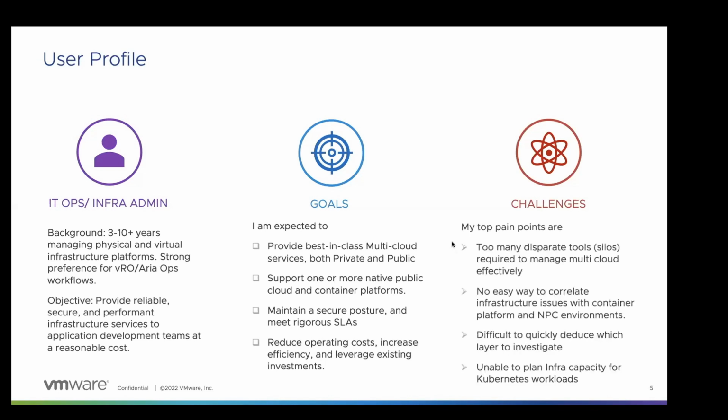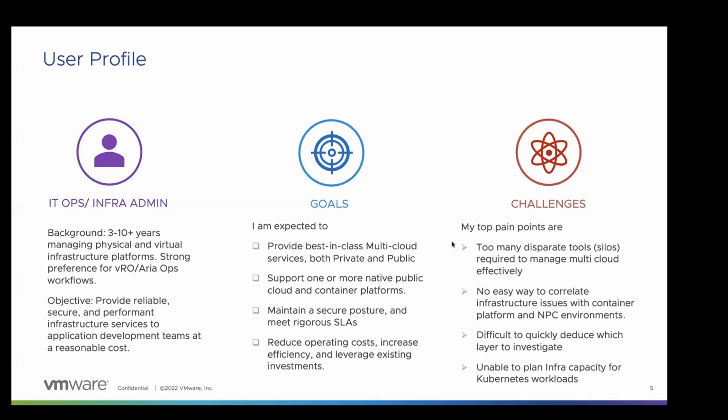But in doing all of this, they faced a lot of challenges. There were too many disparate, siloed tools required to manage multi-cloud and containers effectively. This in turn results in having no easy way to correlate the infrastructure and container environments, right? They could not plan infrastructure capacity for Kubernetes workloads. In addition, when issues occur, it was very difficult for them to deduce where they should start the investigation, if they should start investigating the infra layer or the platform layer, and so on. So this causes a series of problems and challenges for them.